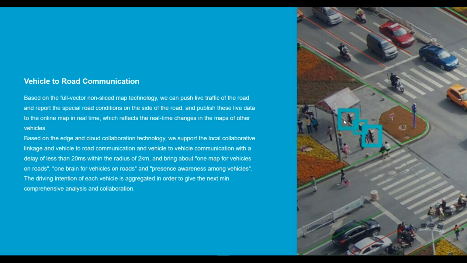But anyways, moving on, based on the edge and cloud collaboration technology, we support the local collaborative linkage and vehicle to road communication, like I just explained. So they will be enhancing such communication in the maps and from vehicle to vehicle and vehicle to road communication for autonomous driving, with a delay of less than 20 microseconds within the radius of 2 kilometers, and bring about one map for vehicles and roads, one brain for vehicles on roads, and presence awareness among vehicles. So they will not be using, let's say, one brain for all the awareness. They will have a division, and therefore the driving intention of each vehicle is aggregated in order to give the next minute comprehensive analysis and collaboration.